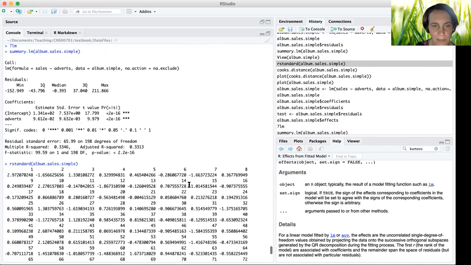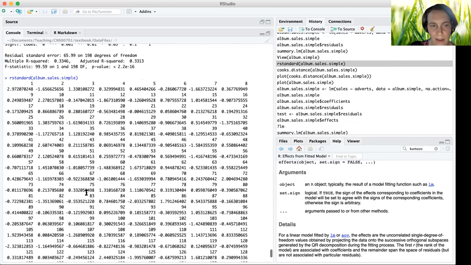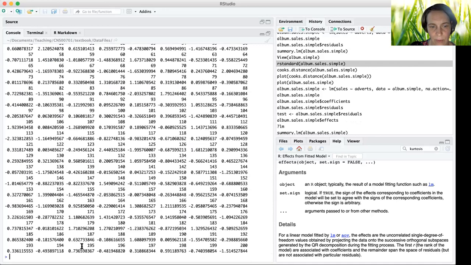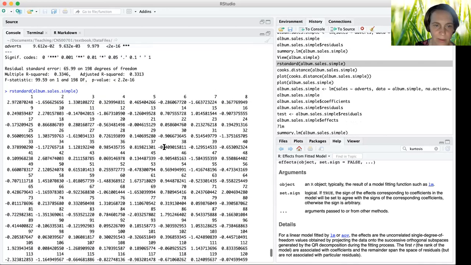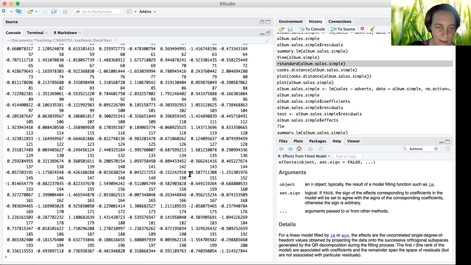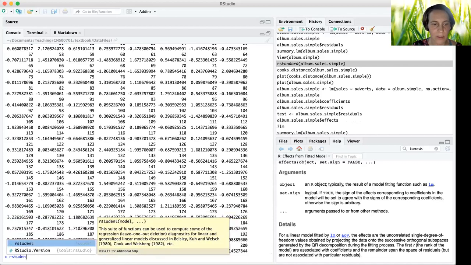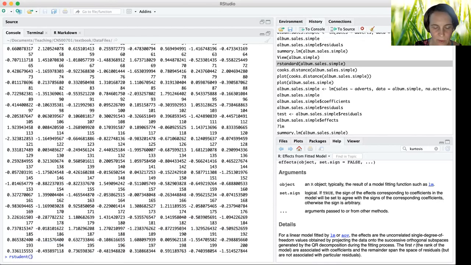You can see the standardized residual for the first one is 2.9. That's pretty high. And they're fluctuating around 0. And if you want the externally studentized residual, you have to use rstudent.